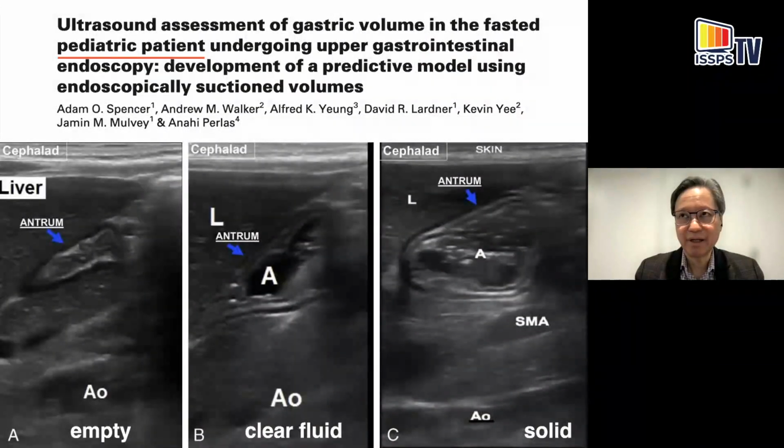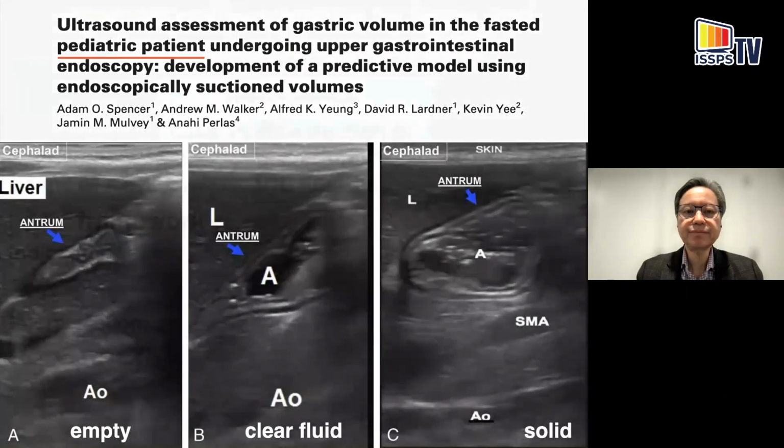Pediatric, unfortunately, I don't do, but it should be a nice patient population to scan. You can use a linear probe and the image should be easier to identify, it's clearer since it's a linear probe. Again, a table has been created to correlate the gastric volume and the antrum cross-sectional area.